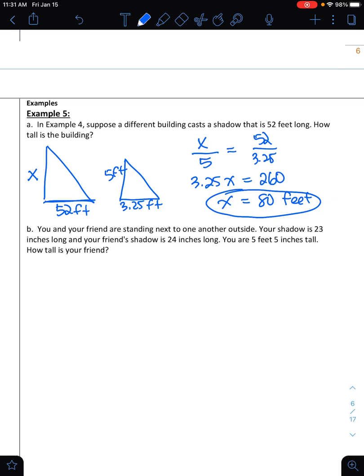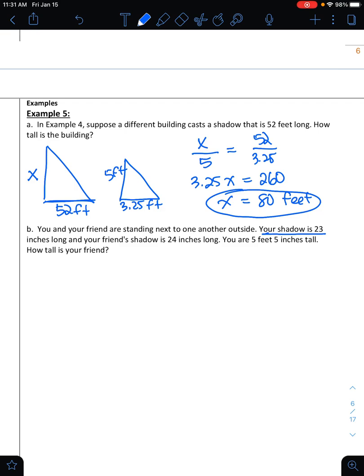Okay, let's look at one more type of example here as we work with these proportions. You and your friend are standing next to one another outside. Your shadow is 23 inches long, and your friend's shadow is 24 inches long. You are 5 feet 5 inches tall. How tall is your friend? All right, so I'm going to start with information about your shadow.